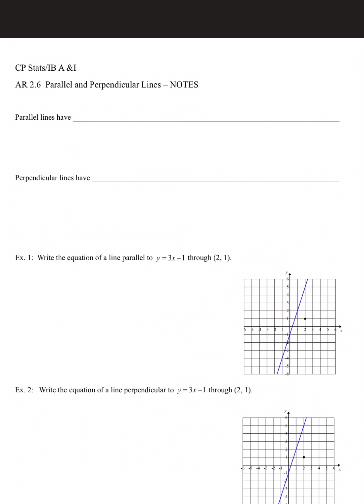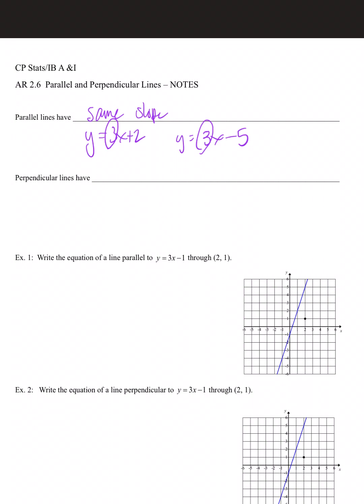Parallel lines have the same slope. So if you had, let's say, y equals 3x plus 2 and y equals 3x minus 5, this has a slope of 3, this also has a slope of 3, those two lines are parallel.